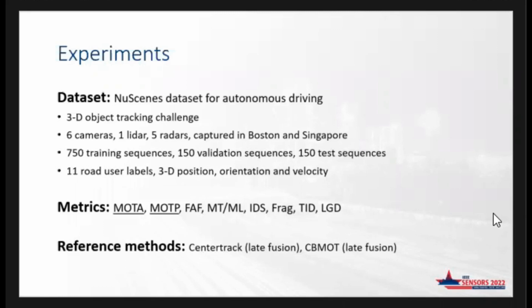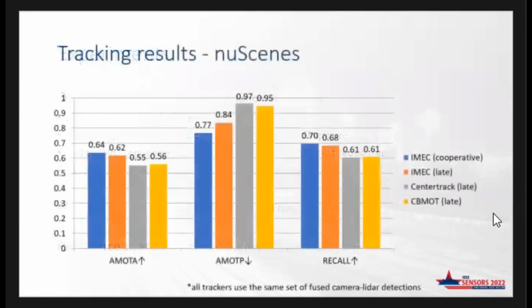In our experiments, we measure tracking metrics like MOTA, MOTP, and all these others, which I don't report here in the presentation. But this is basically the accuracy and the positional precision in the ground plane. And we compare to 2 reference methods: CenterTrack, which employs late fusion, and CBMOT, which also uses late fusion.